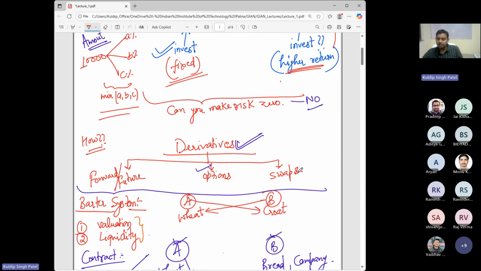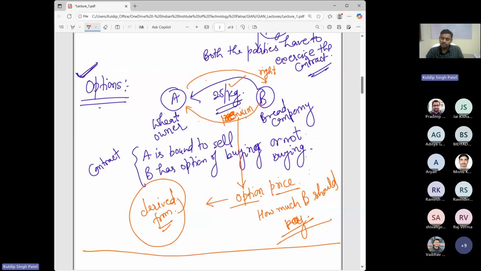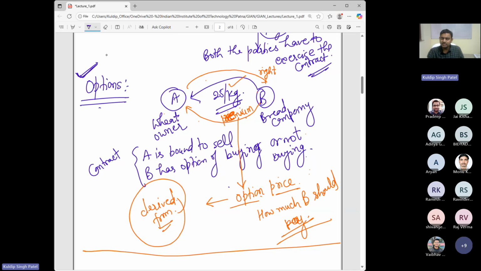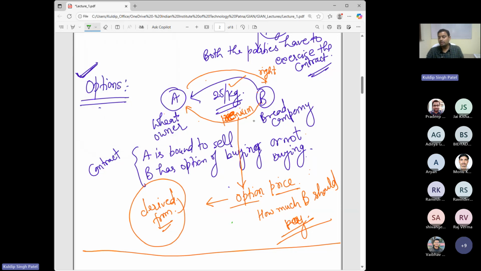So what is B doing here? Please see and tell me. Using this option contract, what is B doing? B is minimizing his risk, isn't it? Why? Because he is clever. What will he do? If the price is costly in the market, he will go to A. If the price is cheaper in the market, he will go to the market. So technically, what we did here is minimize his risk.